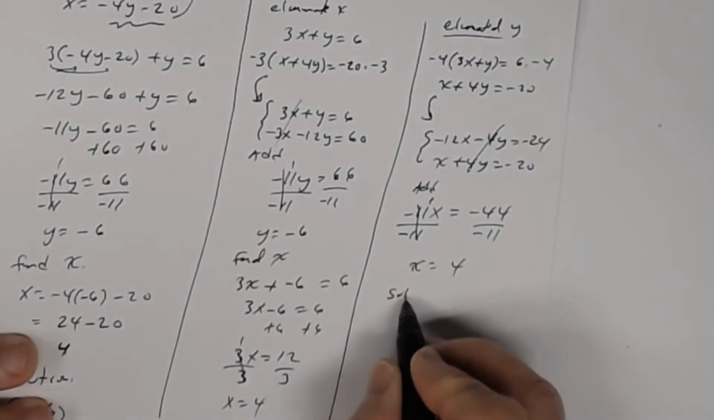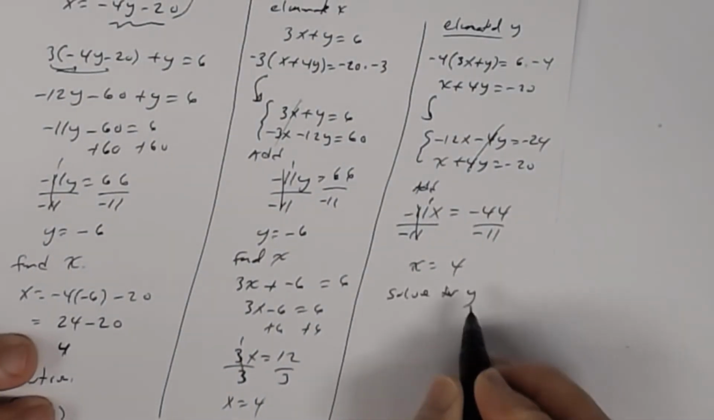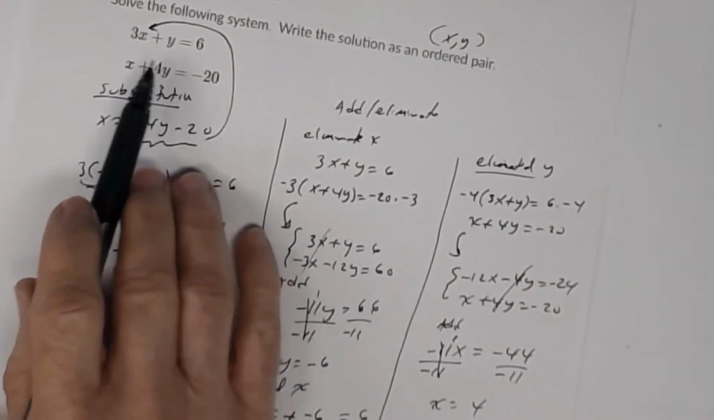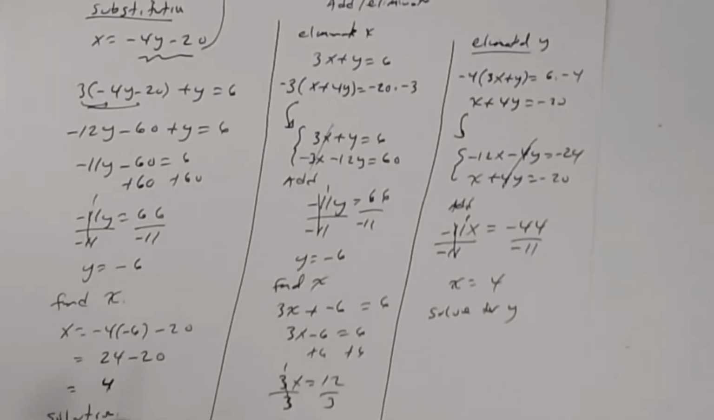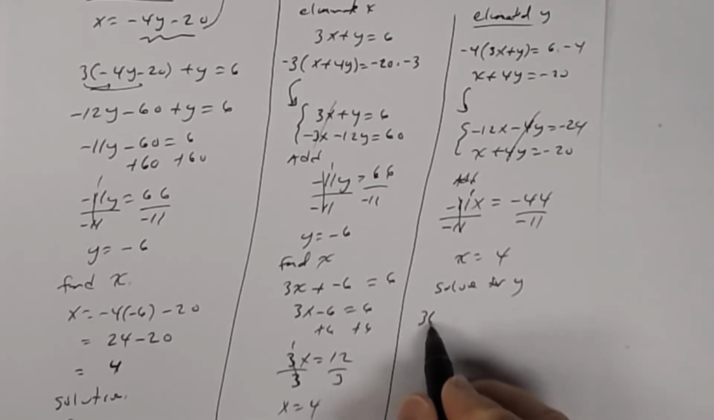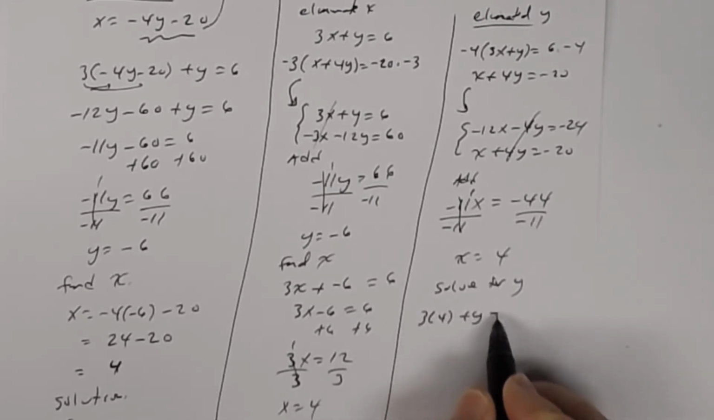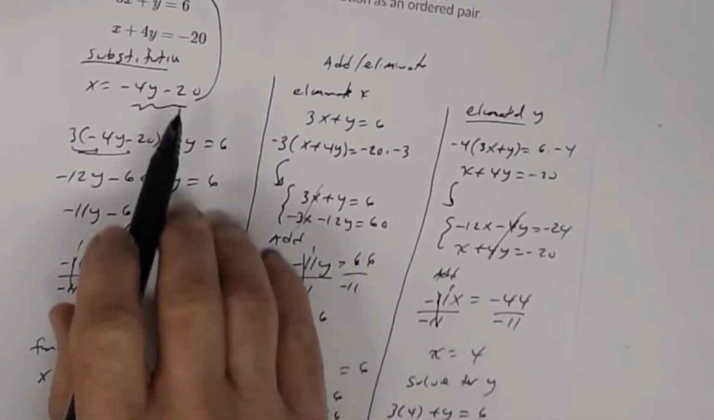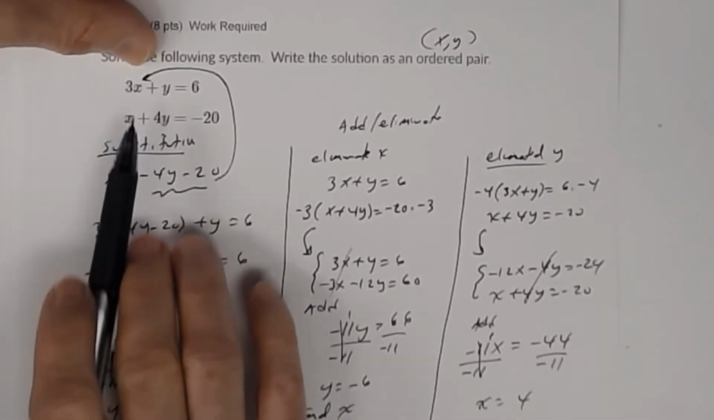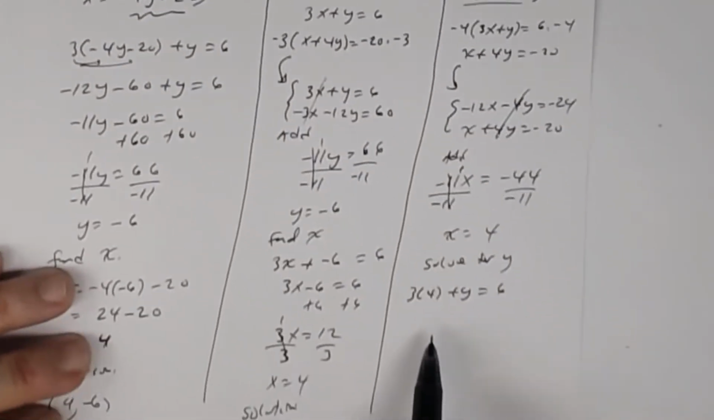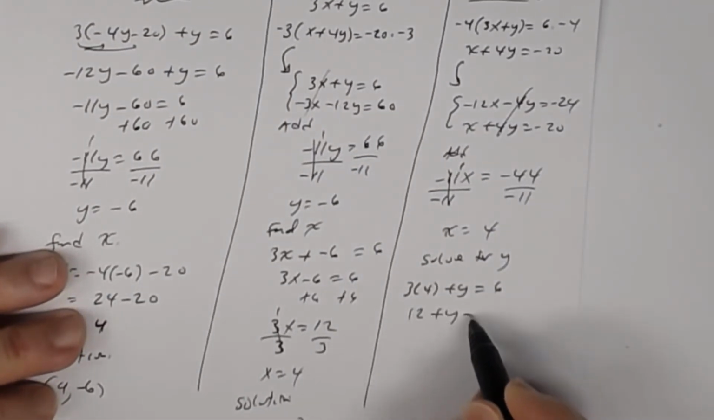Now we've got to solve for y. Let's go back to one of those original equations. Let's use the first one again. It doesn't matter, you could use the second. In place of x, I'm going to substitute 4. So I get 3 times 4 plus y equals 6. That's the first equation: 3x, so x is 4, so 3 times 4. So I get 12 plus y equals 6.